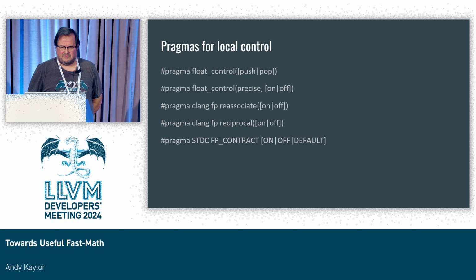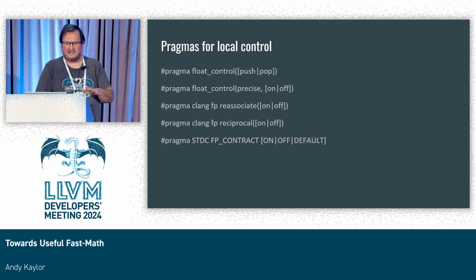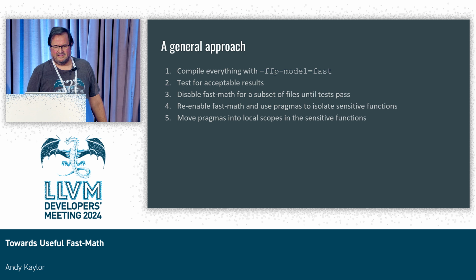Then we have pragmas that let you locally control things. So if you know where you want to turn off the fast math just within a particular part of your program, you can do that with various pragmas. And again, I would encourage other language implementations to add things like this because it makes fast math more controllable and lets you rein it in.